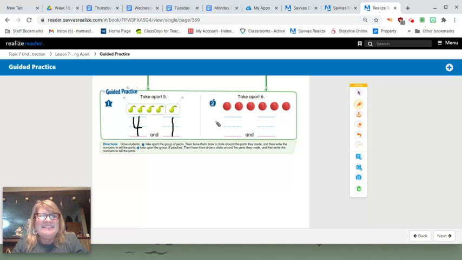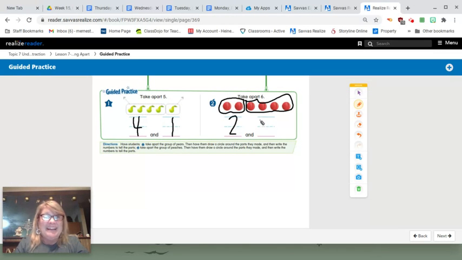All right, down here the next one says, take apart the group of peaches. Then draw a circle around the parts you made. Then write the number to name the part. So you can take this apart any way you want. I think I'll do 2 over here. So I'm going to draw a circle around these 2. And then I'm going to draw a circle around these 4. Whoa, that is a crazy looking circle. Right here, I'm going to write my 2. Over here, I'm going to write my 4.